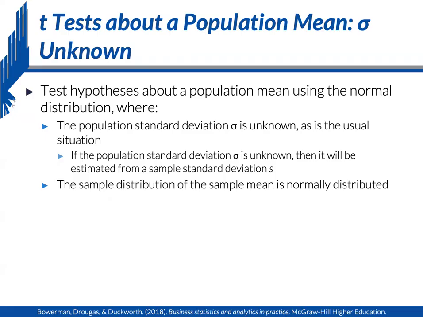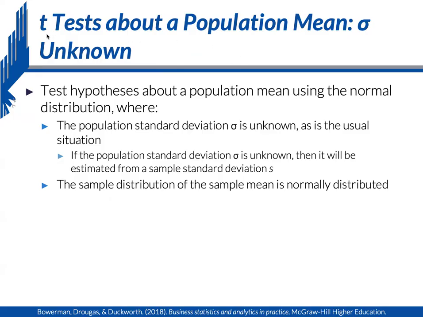Another test that may be performed when making inferences about a single population is the t-test about a population mean. Similar to the z-test for the population mean, we use this particular test if we are making an inference about an average of a population. So the variable we are dealing with is quantitative.